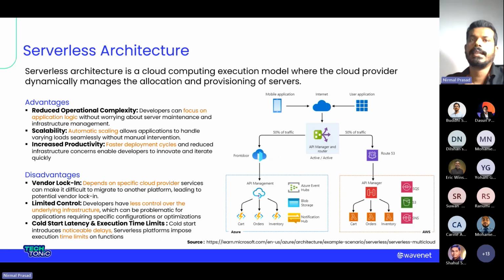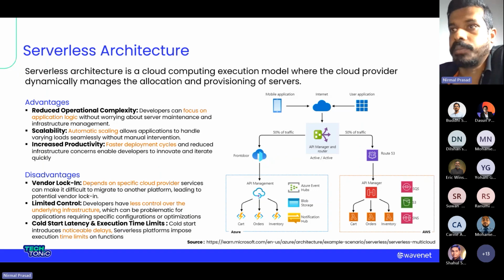And another thing is that there are limited controls, because most developers and architects like to go through the infrastructure level and make some improvements. But in the cloud environment, we don't have that control. So we don't have control over the underlying infrastructure.